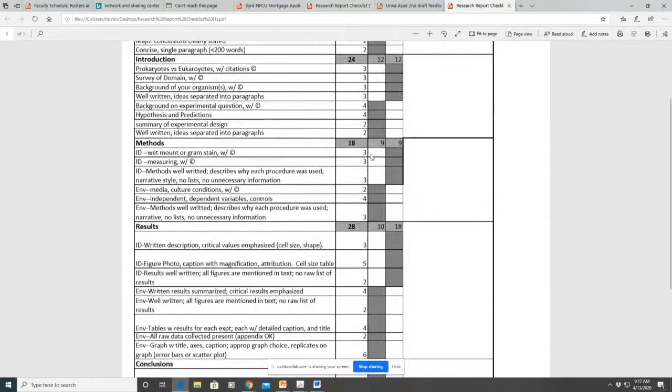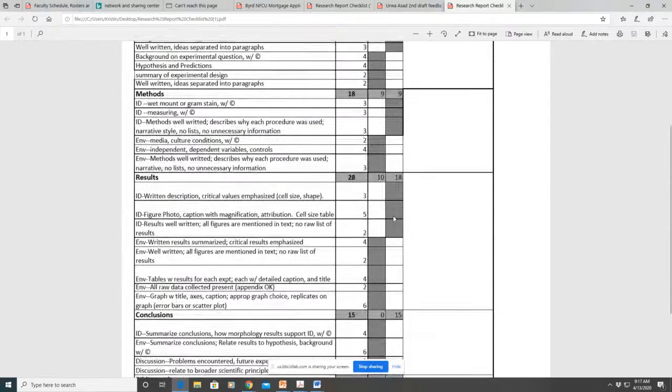In terms of methods, a lot of you are still missing these first methods. So don't forget, you have to have a method that says characterization of Saccharomyces cerevisiae or whatever your organism is, and then you say, I stained it with methylene blue, looked at it under a microscope, and measured it using a calibrated microscope. Make sure you're saying those things.